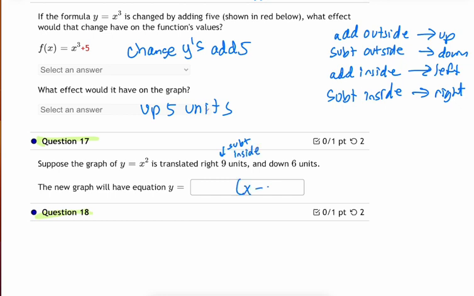So that's going to be (x minus 9) squared. So it's going to be in the square. And this means down 6 is a subtraction on the outside. So we're going to have a minus 6. So our equation would be y equals the quantity of x minus 9 squared minus 6. So look over 3-5 notes, all the rules of your transformations. That would be a good place to look for all of those particular transformations.